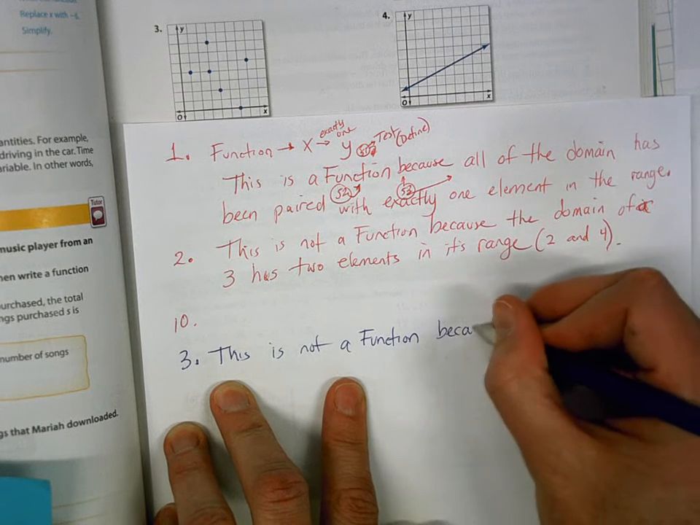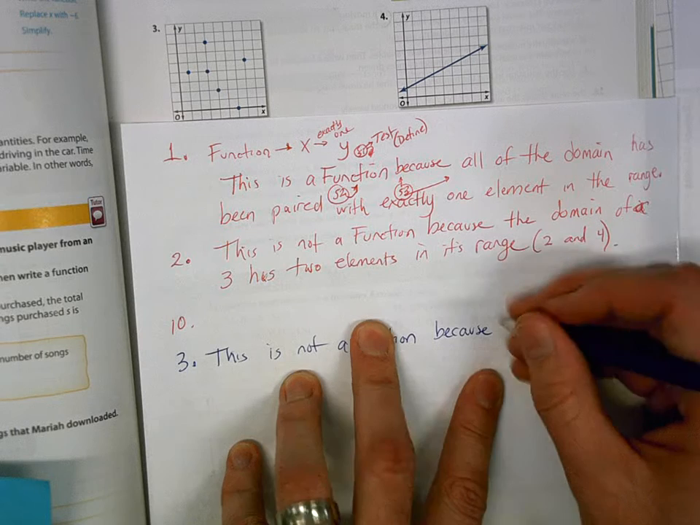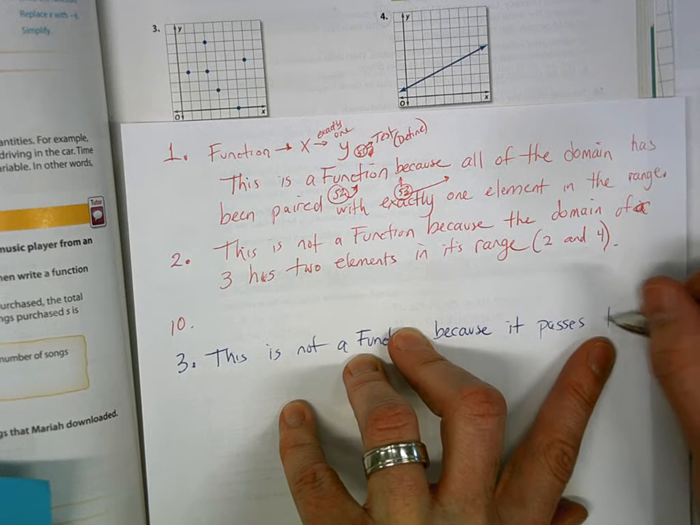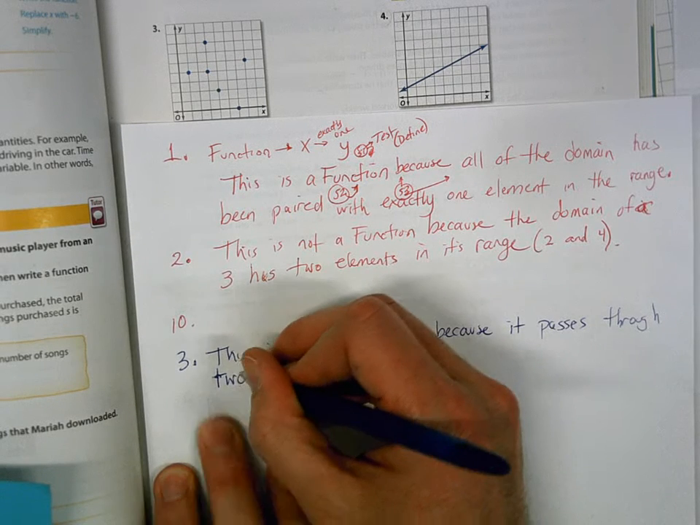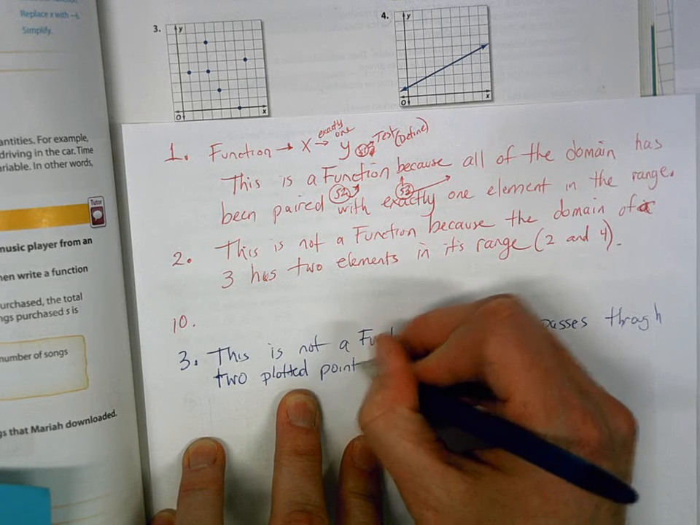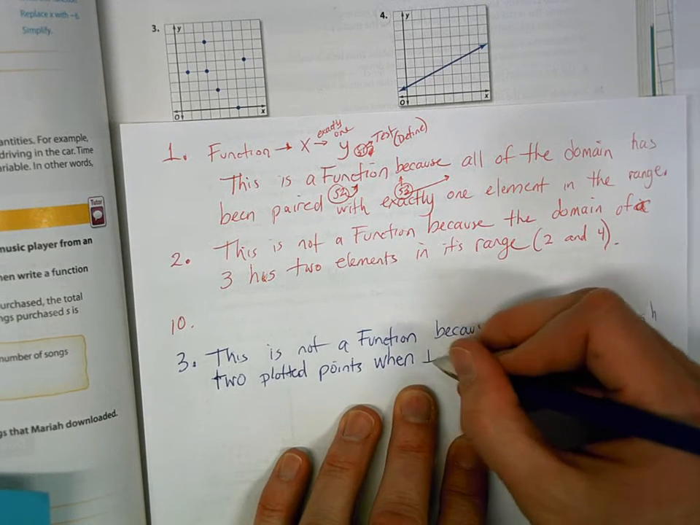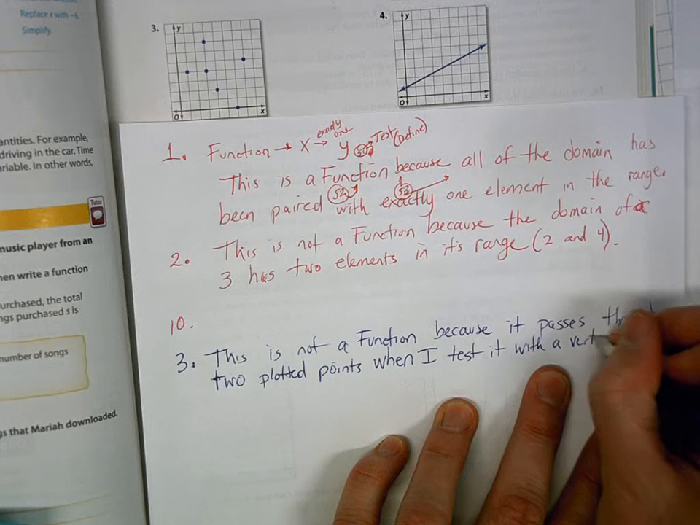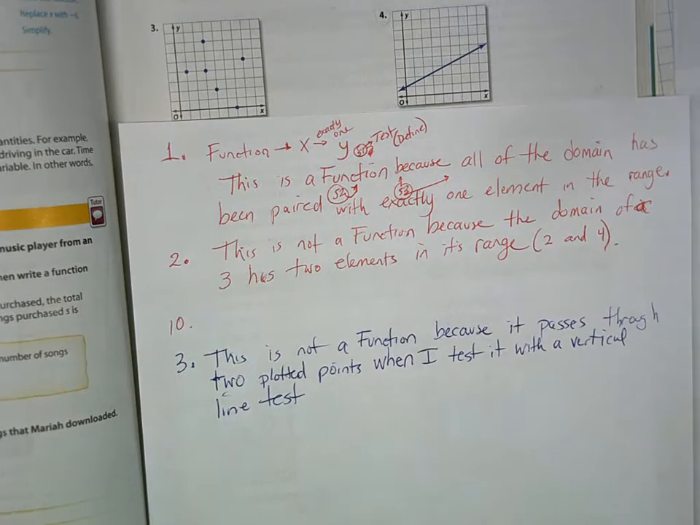because it passes through 2 plotted or graphed points when I test it with a vertical line test. It's as simple as that.